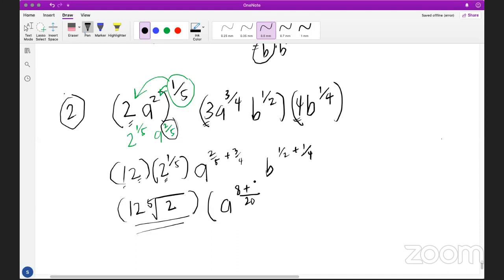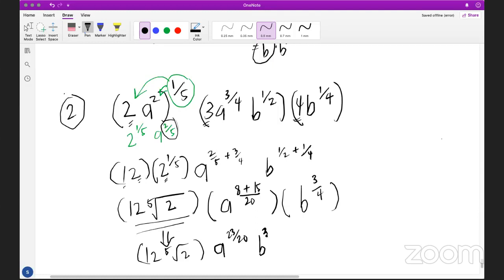Times B raised to 1 half plus 1 fourth, that's equal to 3 fourths. Pareho pa rin to, copy lang, 12 fifth root of 2 times A raised to 8 plus 15, that's equal to 23 over 20. B raised to 3 fourths. Okay? So since maraming radical sign, mas maganda siya isulat this way. Okay, so take note guys, ha, kapag naka-power yung buong monomial mo, or buong expression mo, kailangan mong i-distribute yun.